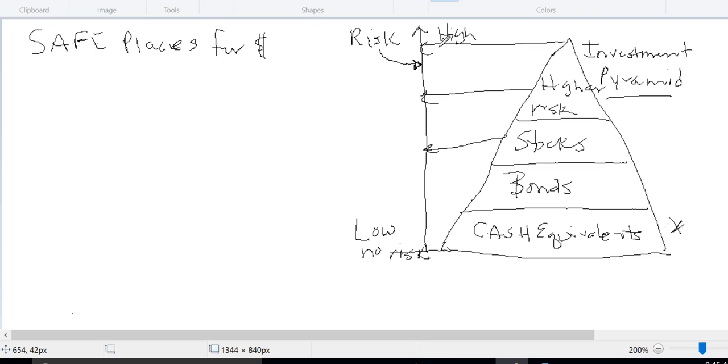Now, what is risk? Well, risk is the chance that we're going to lose all our money. So when we talk about risk here, there's low, no risk of losing any of your money when you put it in cash equivalents. On the other hand, there's a high potential for risk, either gaining a lot of money or losing a lot of money, for investments up in this top level, and then everything in between. So the real big question should be: why? Why are we looking at cash equivalents? Why do we need them?